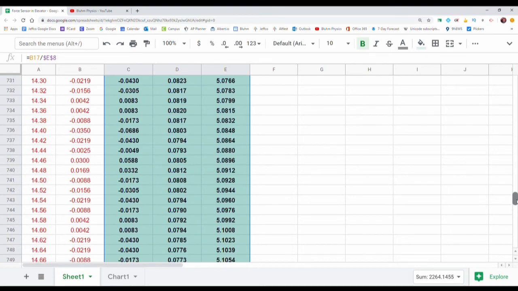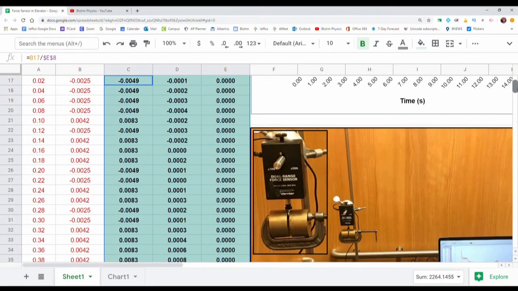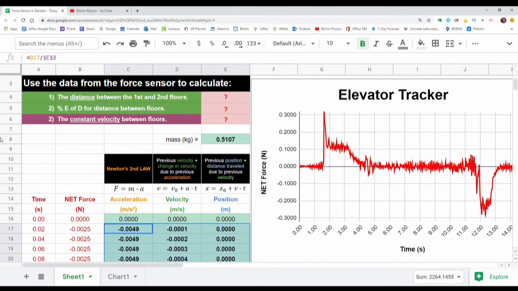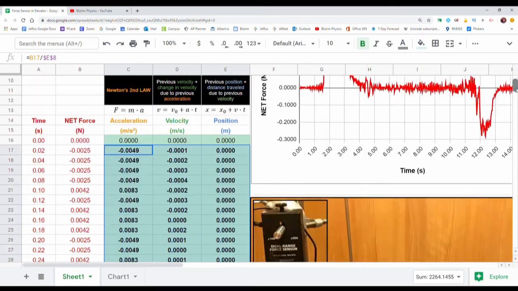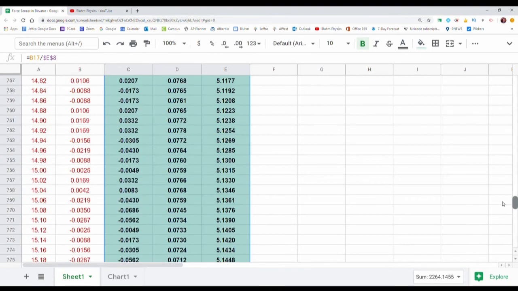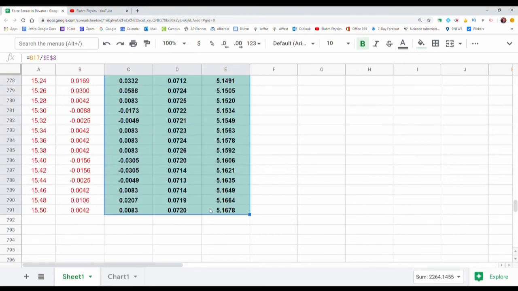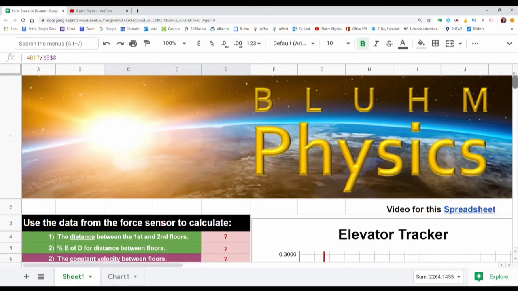So if we scroll up here, we can kind of start to answer some of these questions now. This column here told us what our position was at any value of time, and this question is, what is the distance between the first and second floor? So at time zero, we started out at a zero position. And by the time 14 seconds had gone by, looks like we went 5.1678 meters. So 5.1678 meters. And it turned green.